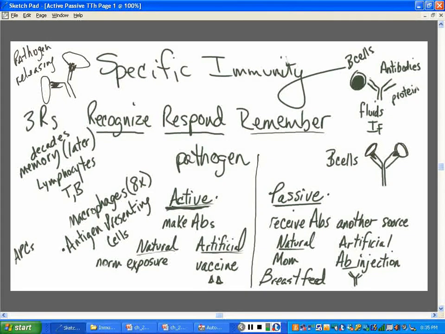So it's going to take a little time to get those straight. I always ask about differences between natural and artificial versions of both active and passive. You're going to have to identify what goes where. So just make sure you learn all 4 of those.